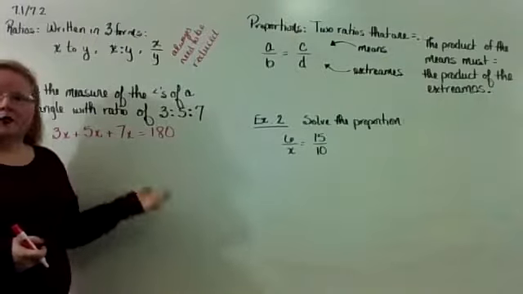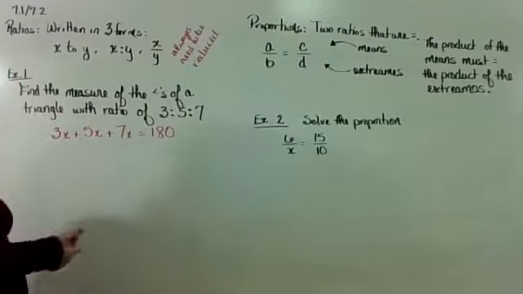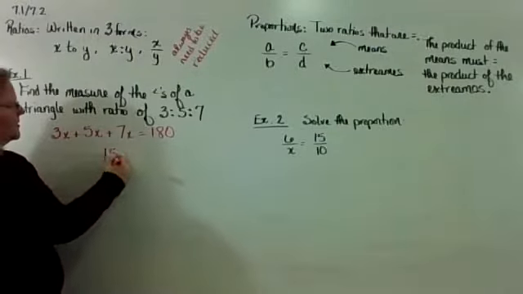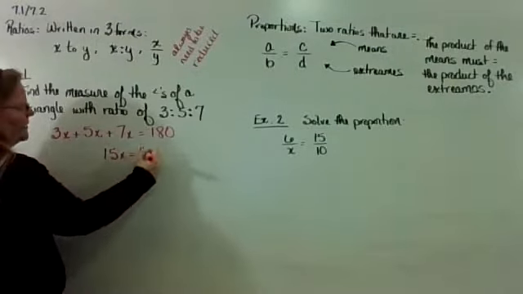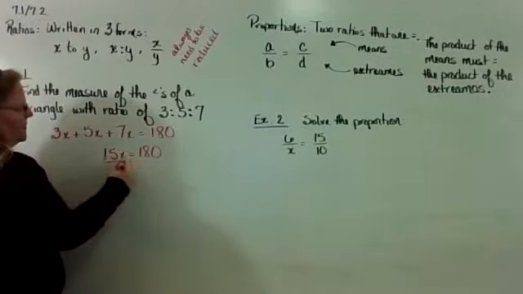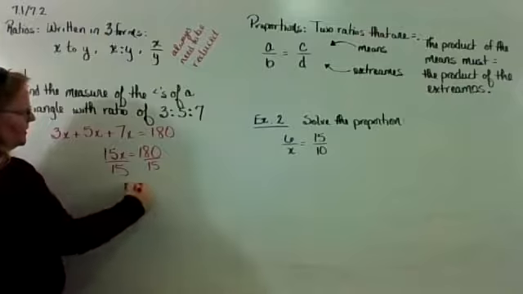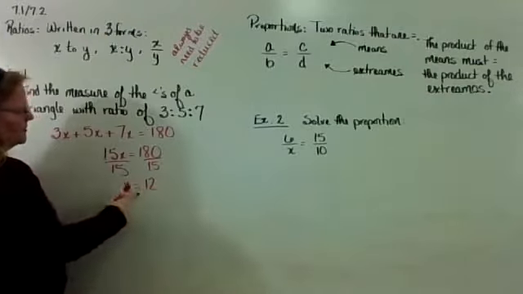So now that I have an equation, all I have to do is solve my equation. 3 plus 5 is 8 plus 7 is 15x has to equal 180. Divide both sides by 15. X must equal 12. This is not your answer.